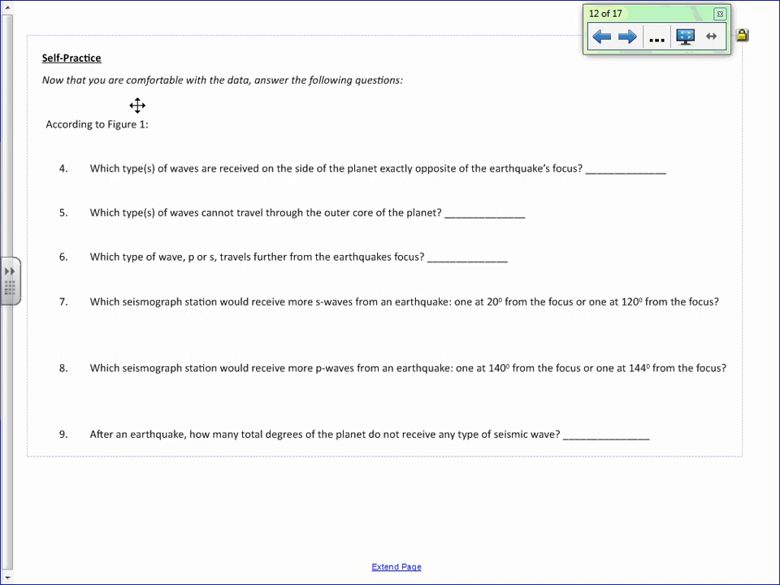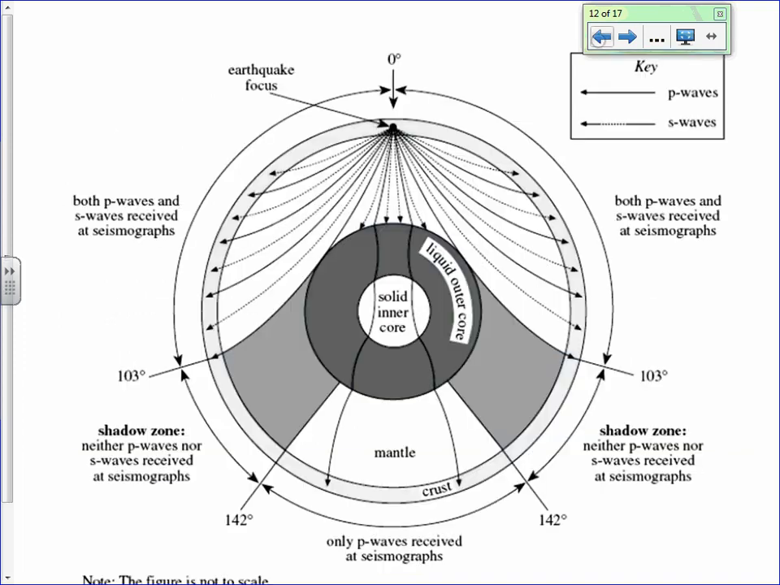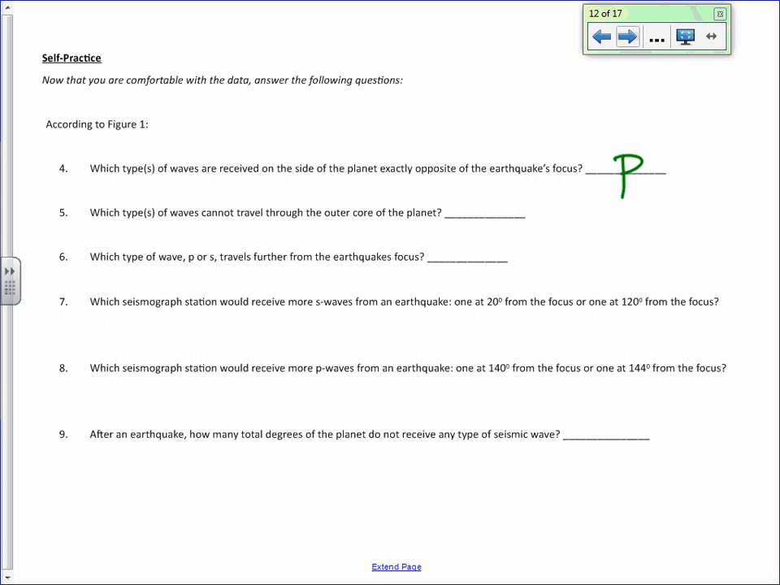First off, question 4. Which type or types of waves are received on the side of the planet exactly opposite the earthquake focus? We take a look at the graph. Where would be exactly opposite the focus? P waves. How'd you get P waves? Because I looked at the top. Excellent. If we go directly opposite, the only thing directly opposite of where the focus is are P waves. The answer here should be P waves.